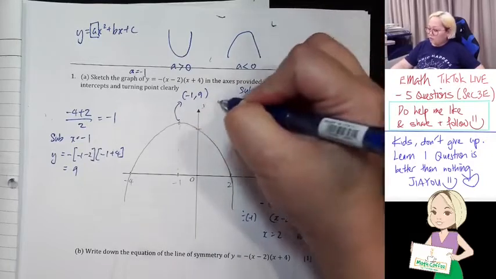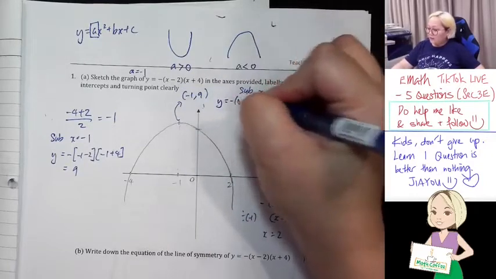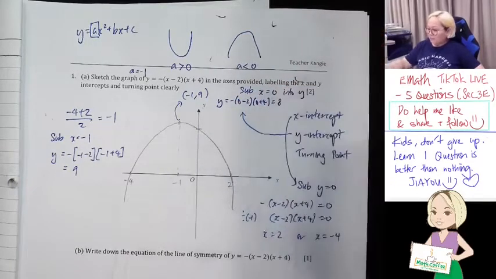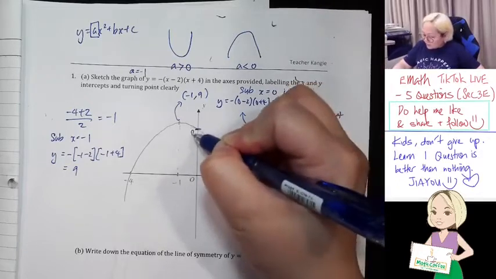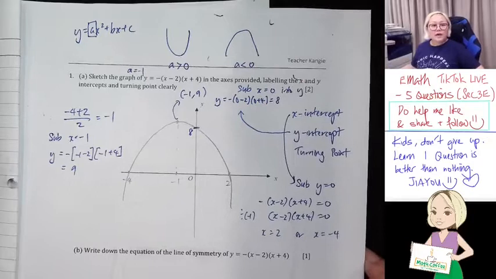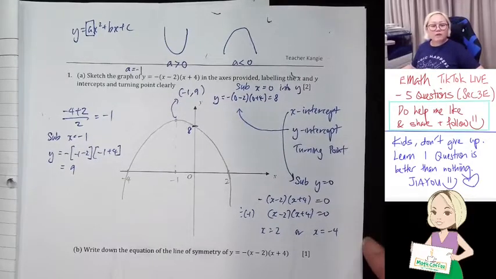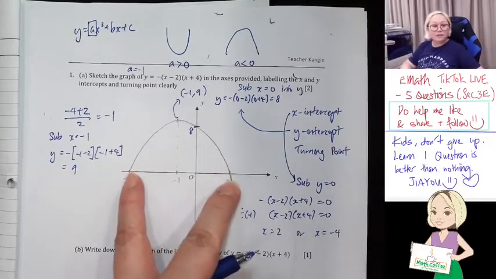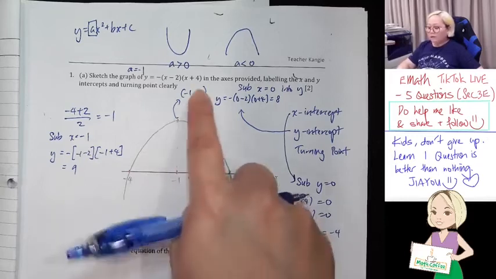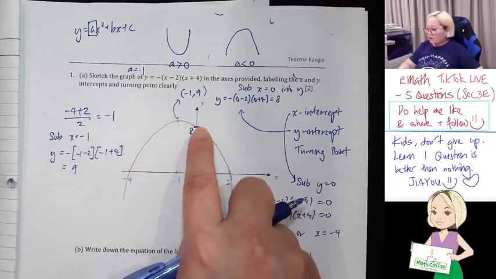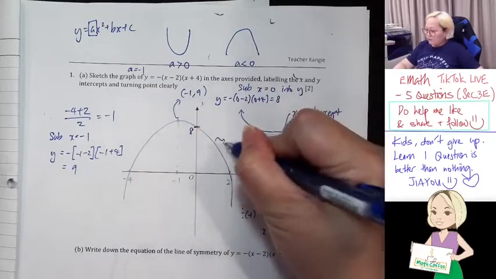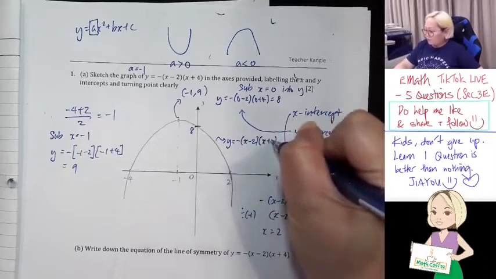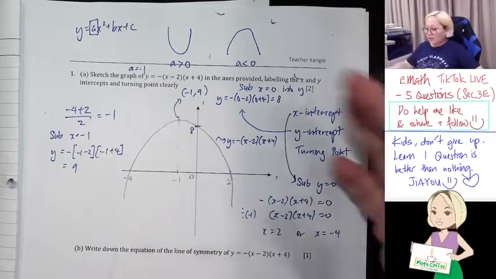So sub x equals to 0, so y will be equals to minus 0 minus 2, 0 plus 4, and that will give me 8. So then over here, you will label this as 8. Okay? So to draw this kind of graph and get the full marks of 2, you need to state what is your x-intercept, your turning point, and your y-intercept. Lastly, of course, label your graph. So this graph, I will label this as y equals to minus x minus 2 and x plus 4. Done. So you get your 2 marks.